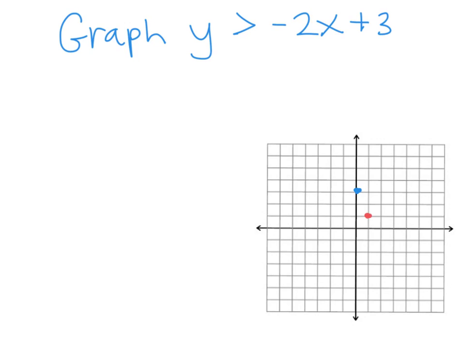And then before you draw in your line, because this is an inequality, you have to decide, is this going to be a dotted line or a solid line? Because this is greater than, not greater than or equal to with that line underneath, this is going to be a dotted line again.